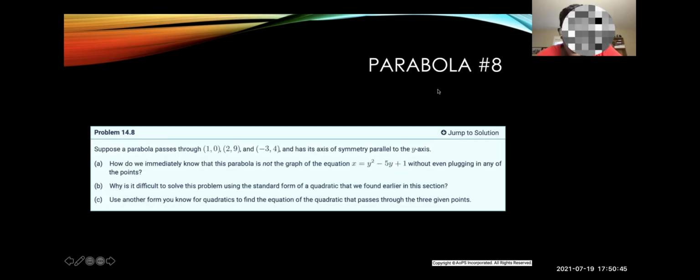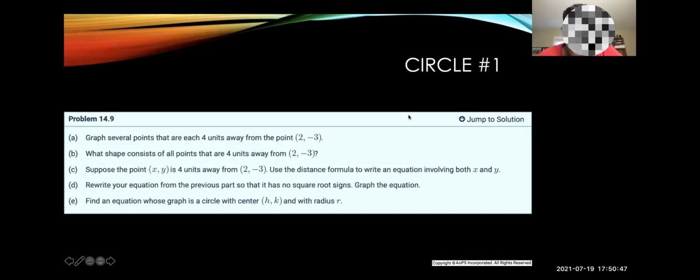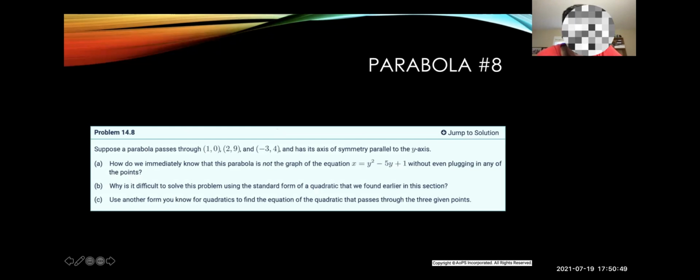So here's the last parabola problem, I believe. I think I'll give you guys 5 minutes on this problem, and then we're going to keep moving on since we have a lot of other problems to do. This is a parabola that passes through these 3 points and has its axis of symmetry parallel to the y-axis, which means the equation should be y equals something. So do these 3 problems. I'll give you 5 minutes or so to do it, and then we'll go over it.